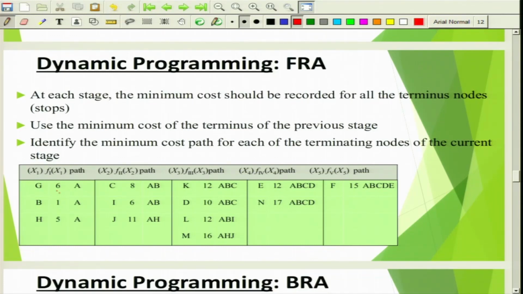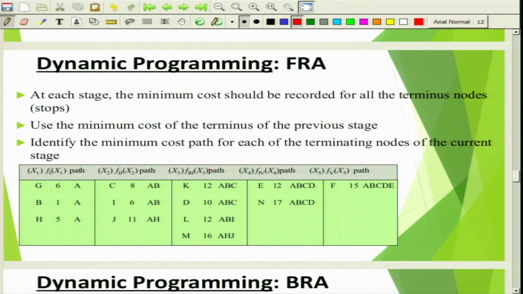Now, you see here, from A to G it is 6, A to B it is 1 and A to H is 5, and this is stage number 1. At stage 2, the state is C. To reach state C, the minimum path is A to B, right? And to arrive at state I, the minimum path is A to B again. And to reach state J, the minimum path is A to H. So to reach points C, I, J, the overall costs passing through AB, AB and AH are 8, 6 and 11 respectively, right?